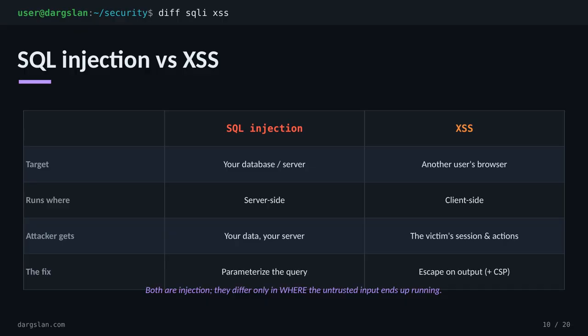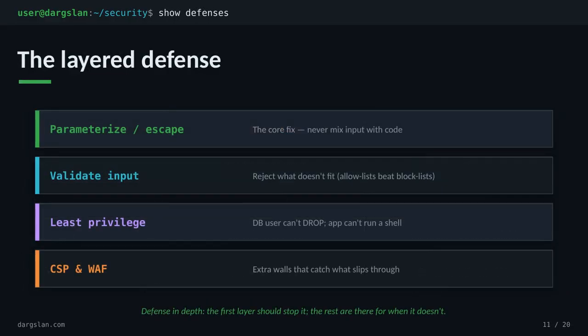Same disease, different organ. So, how do we actually defend against this? It starts with the move we keep coming back to: parameterize or escape so input never gets interpreted as code. Validation is your second line. Prefer allow lists because enumerating what's good is always safer than guessing what's bad. Then least privilege, so even if something slips through, the database user can't drop tables and the app can't spawn a shell. CSP and a WAF sit on top as backstops.